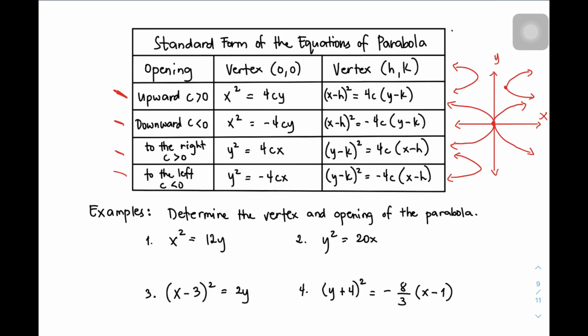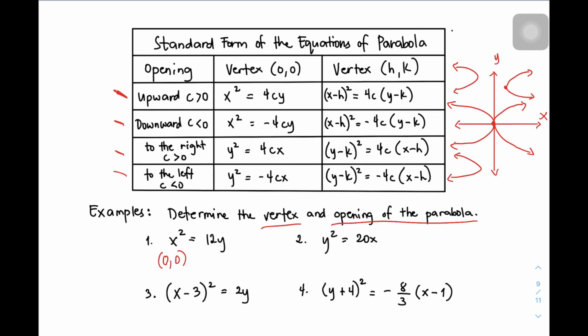So I have here a simple activity in which you will determine the vertex and the opening of the parabola para ma-apply natin yung natutunan natin dito sa table na to. Okay? So let's have x squared is equal to 12y. Obviously, since wala naman tayong something sa part na to, automatic, yung kanyang vertex ay located at (0, 0).